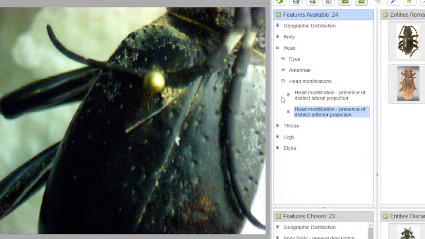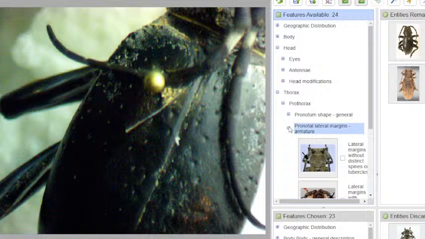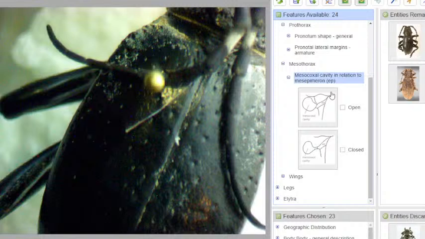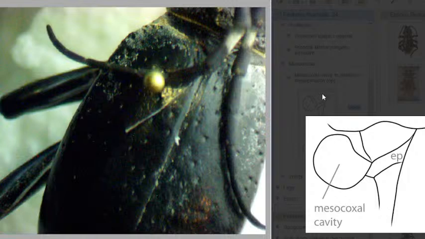I only have one more characteristic that I haven't clicked on yet. I think it's this one. Yeah, the mesocoxal cavity in relation to the mesepimeron. And this is going to be the difference between whether it is Monolima or Parmenini. So let's check it out. Mesocoxal cavity, and the mesepimeron. Alright, you see that very descriptive picture?